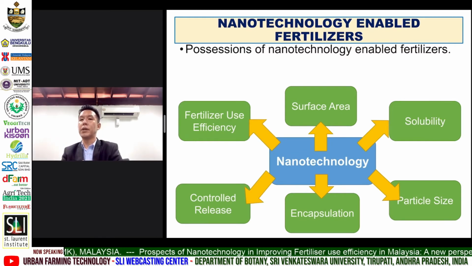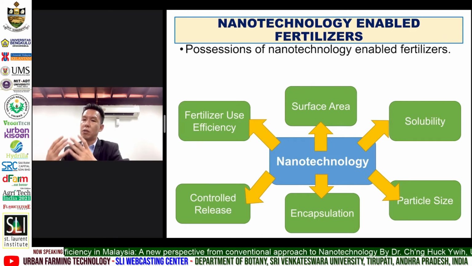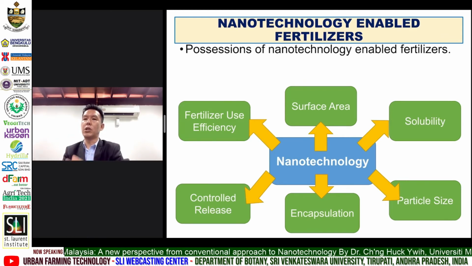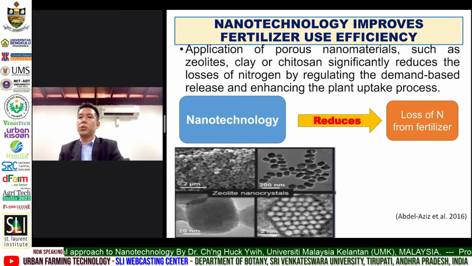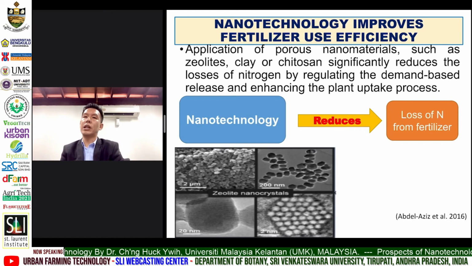And lastly, in terms of nutrient uptake efficiency, nano-fertilizer has increased uptake efficacy and limits the leaching loss of applied fertilizer because it controls the release of the fertilizers bit by bit according to the plant needs. So this can reduce the risk of leaching and also runoff by the surface area. Next, I'm going to share with you some of the latest proofs of nanotechnology in improving the fertilizer use efficiency.